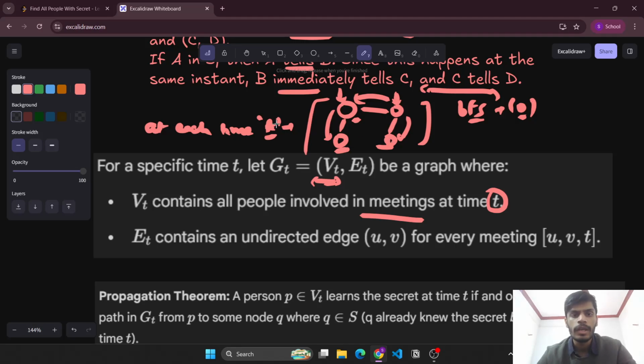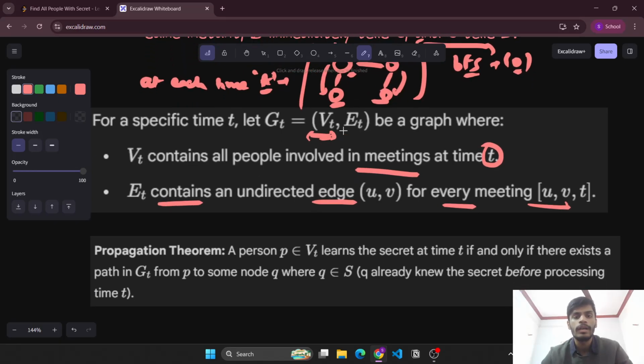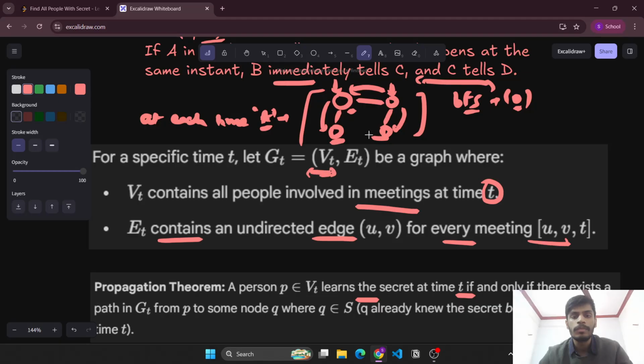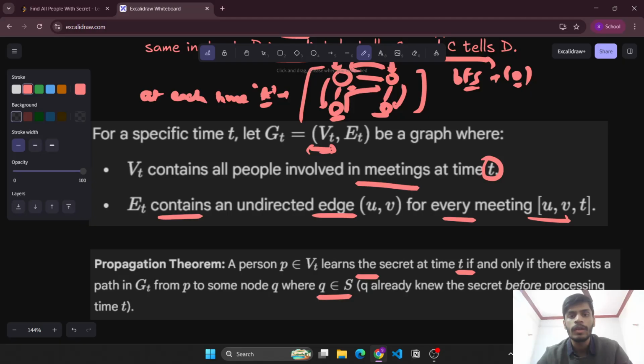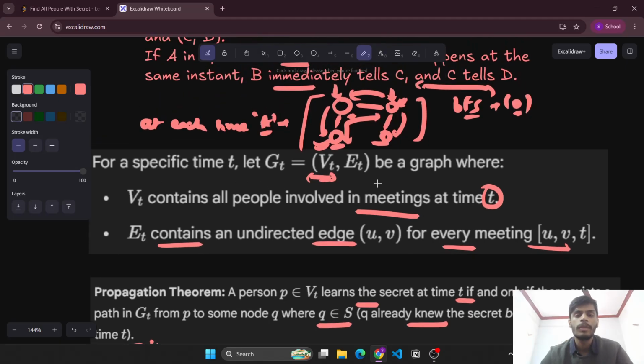So in this manner, E_t contains an undirected edge between u and v for every meeting (u, v, t). Now a person p belonging to V_t learns the secret at time t if and only if there exists a path between p and q, where q belongs to the known set. Since there existed a path between these two nodes, and this person knew the secret initially, this person was also able to know it. So we can simply find whether there exists a path using a simple multi-source BFS from the nodes who already know the secret.